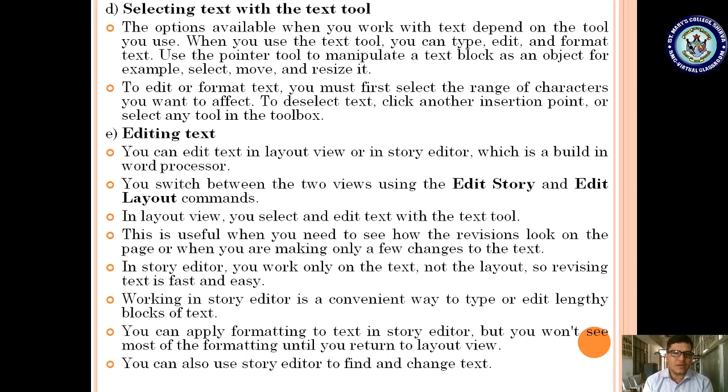To edit or format text, you must first select the range of characters you want to affect. To deselect the text, click another insertion point or select any tool in the toolbox. So if you want to edit or format text, first we have to select the range of characters you want to affect, the text that should be formatted. If you want to deselect, simply click on a free space, or pick any other toolbox tool.